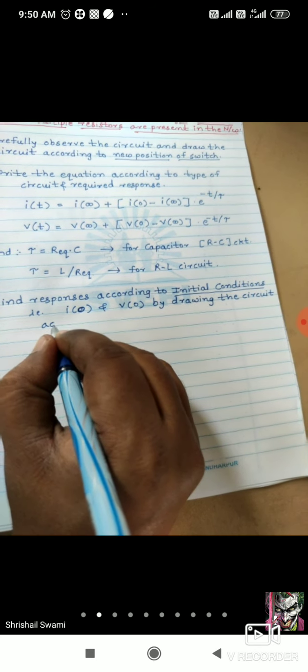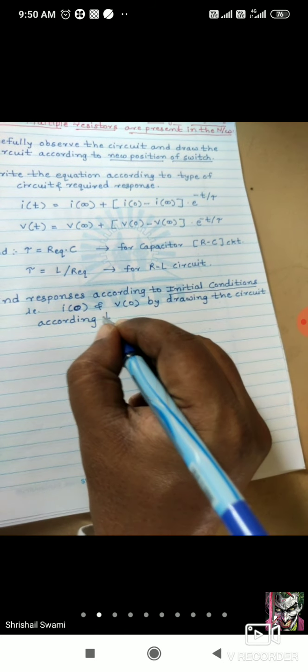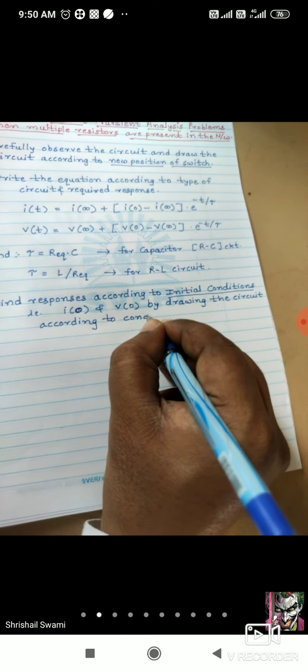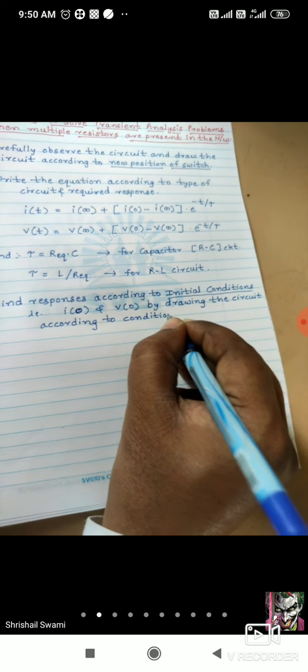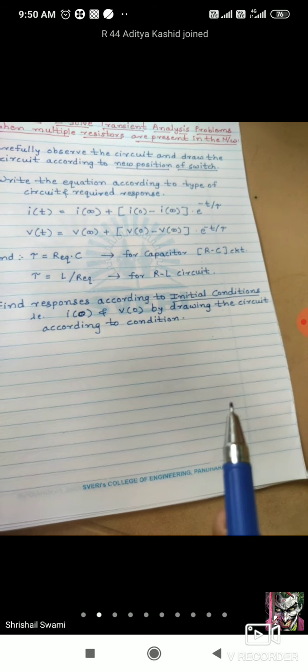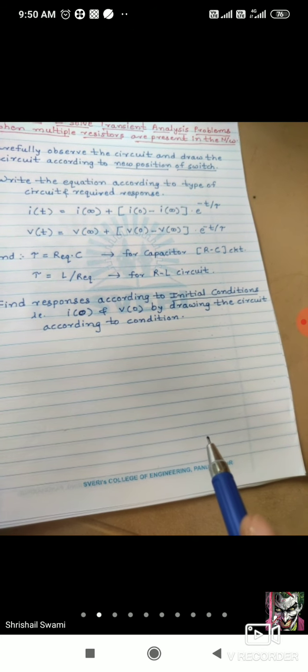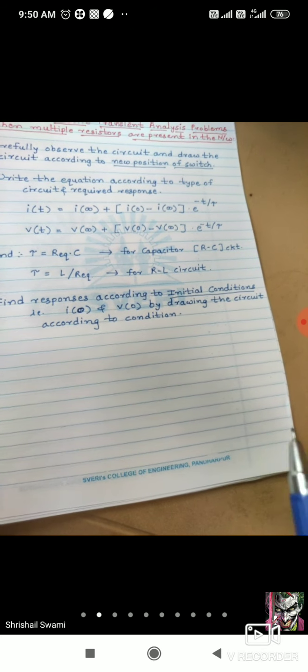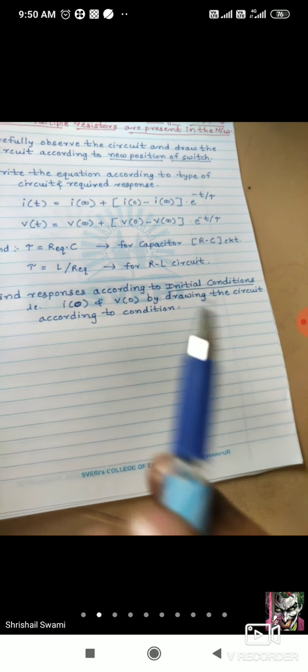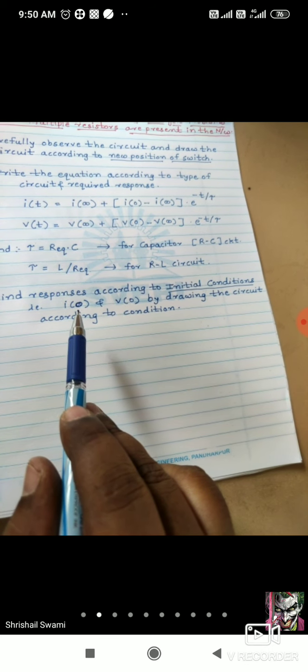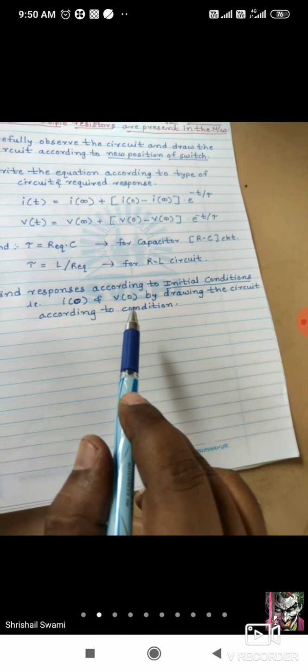According to initial condition, you have to draw the diagram. Means inductor is shorted, inductor is open, capacitor is shorted, capacitor is open. So according to that you can make changes in the diagram, and after making the changes then you can find out the initial values, that is I of 0 or V of 0.